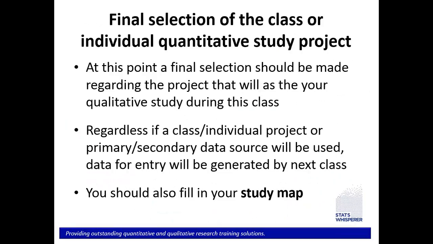All right, now on to our second topic. So we just want to make sure the final selection of the class or individual quantitative study project has occurred. At this point, we should have that project, and specify if it's at the individual or class level, if we're using primary or secondary data, and so on. And we should take that information, take that structured study, whatever the topics are, and fill in your study map. We'll look at our study map for sample studies 1 and 2 right now.